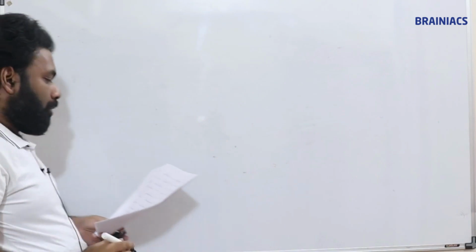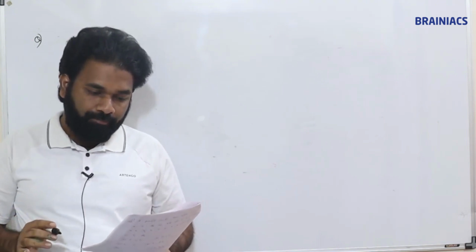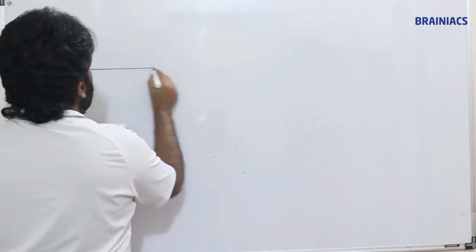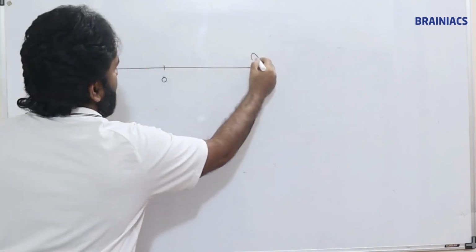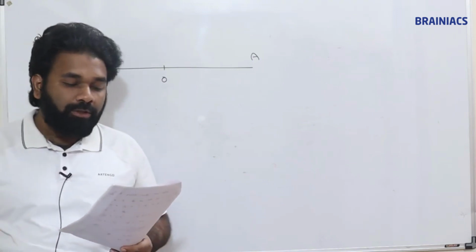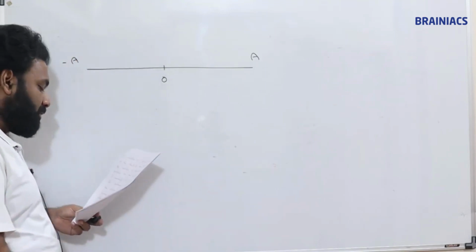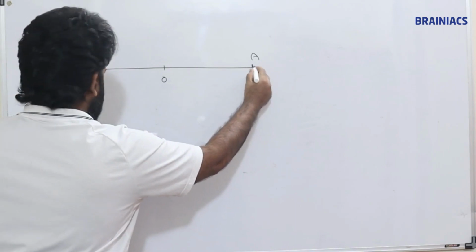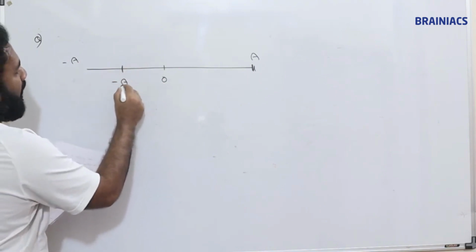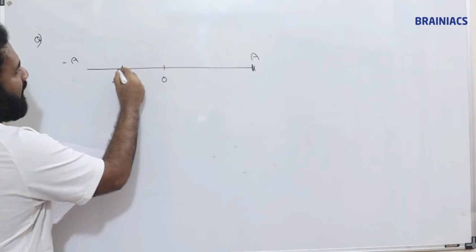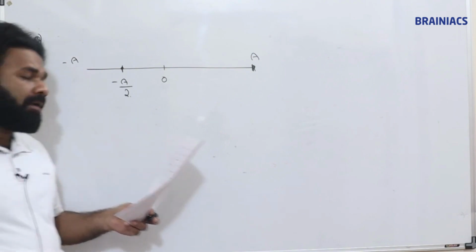Another question I'll read. Two particles are performing SHM in a straight line about the same equilibrium point. The amplitude and the time period for both the particles are the same, equal to A and capital T respectively. At time t equal to 0, one particle has displacement A while the other has displacement minus A by 2. So one particle has the displacement here, and one has the displacement here.